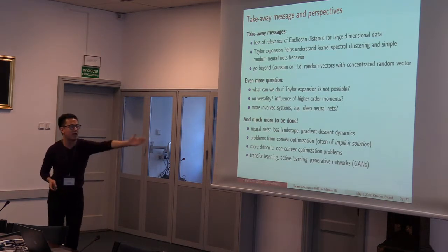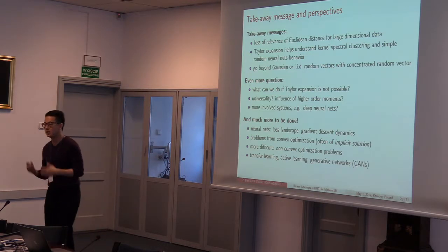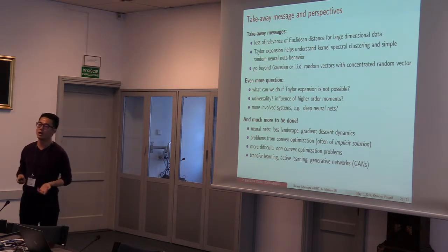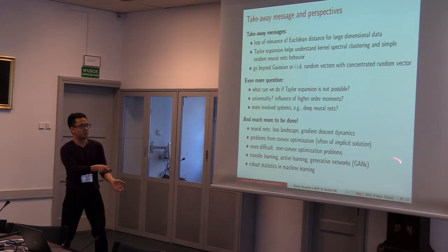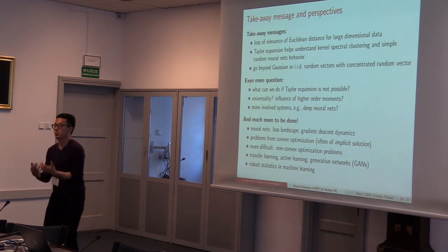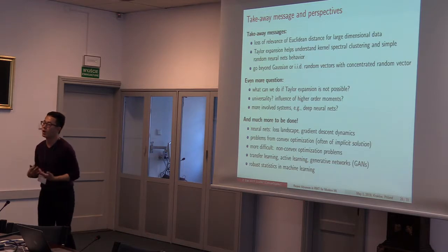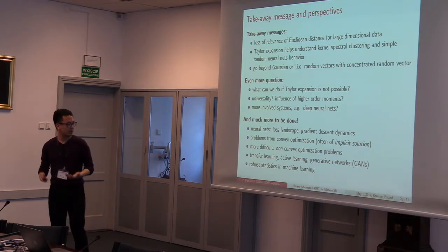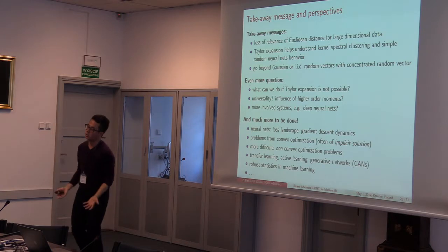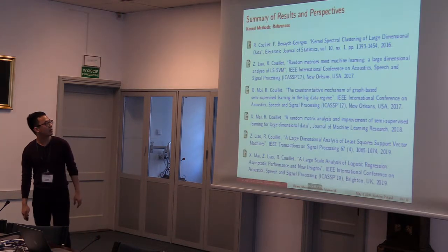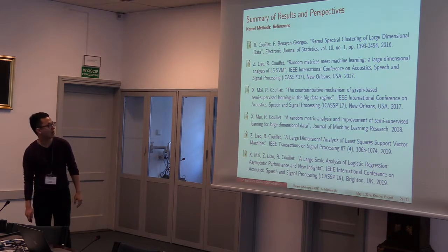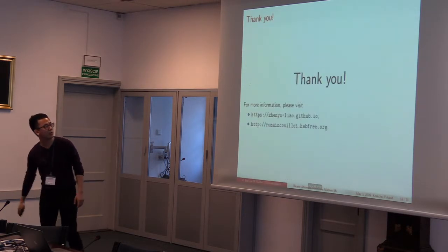And we have convex and non-convex optimization problems that are going to be much harder than what I have been talking about. And we have even more ideas that work in practice, but we really do not understand why they work, and we really need experts in math and in random matrix theory to help us solve those problems. And those are some references, and thank you very much.